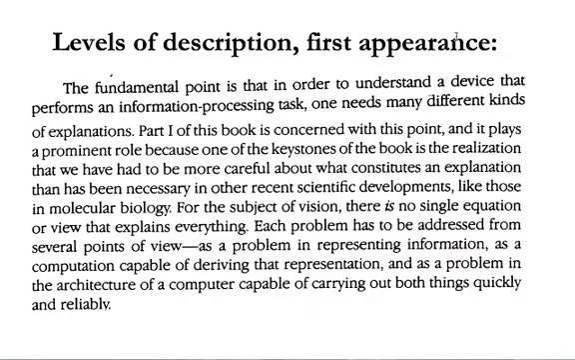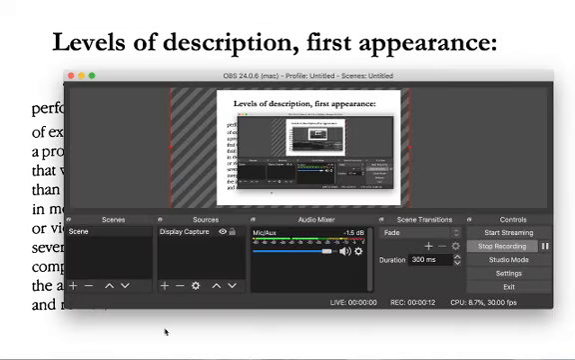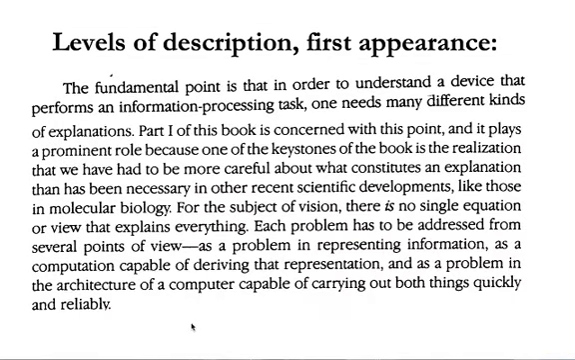All right. So Marr's saying we're going to need lots of different levels of description in order to fully describe or fully understand any kind of human carrying out any kind of information processing task, or really even a non-human carrying out any kind of information processing task.